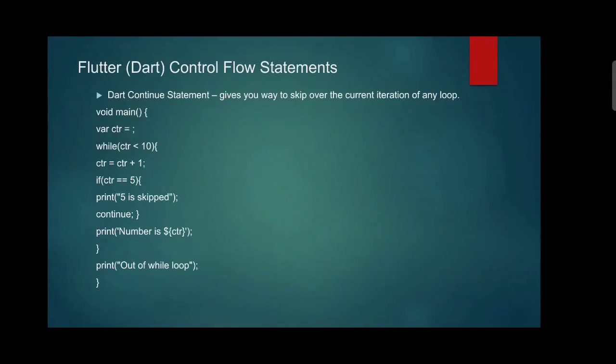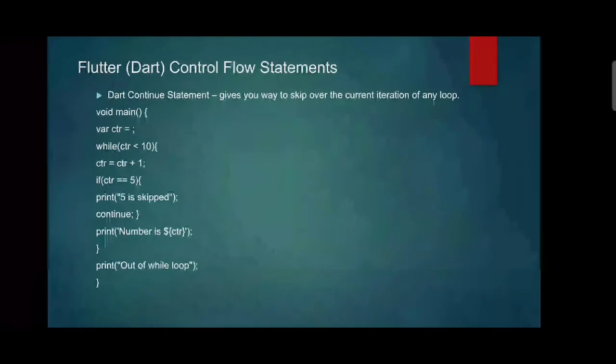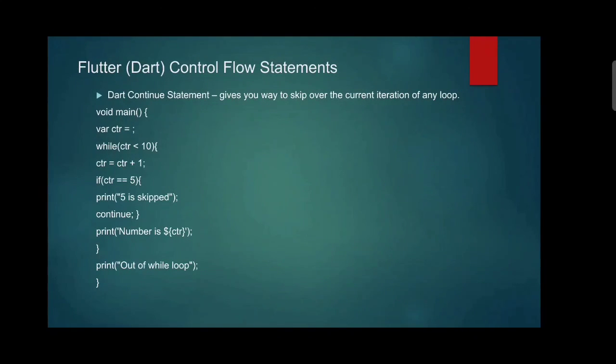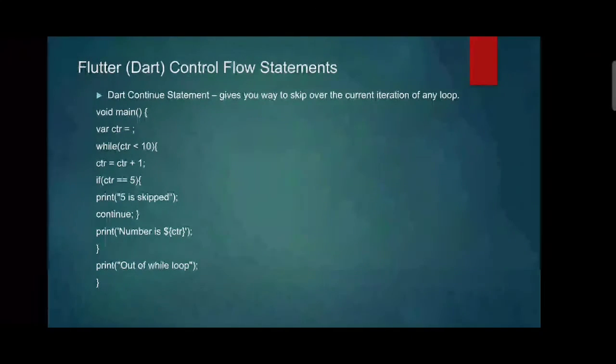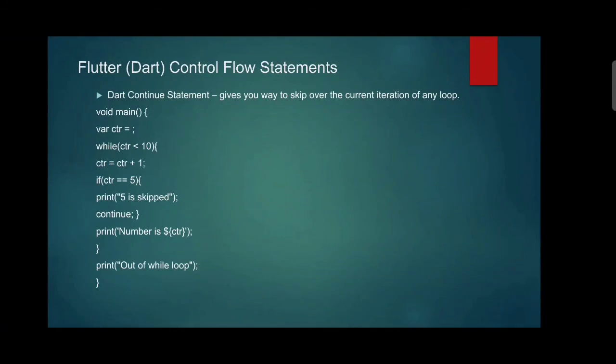Next, we have here the continue statement. It gives you a way to skip over the current iteration of any loop. When a continue statement is encountered in the loop, the rest of the statements in the loop body for the current iteration are skipped and the program execution returns to the very first statement in the loop body. It does not terminate the loop, rather restarts or continues it with the next iteration.